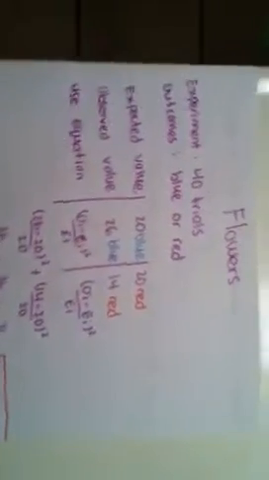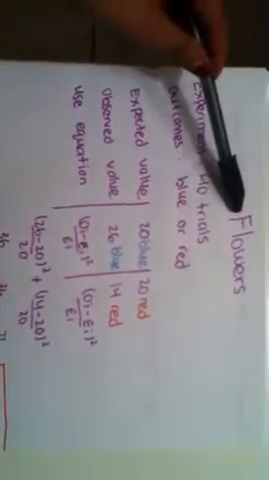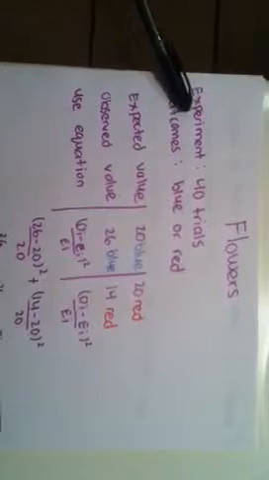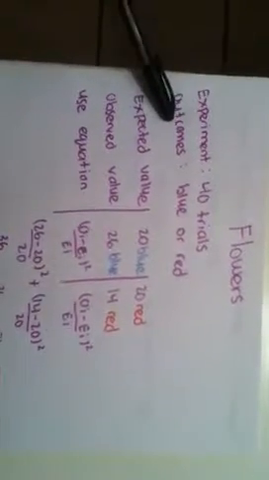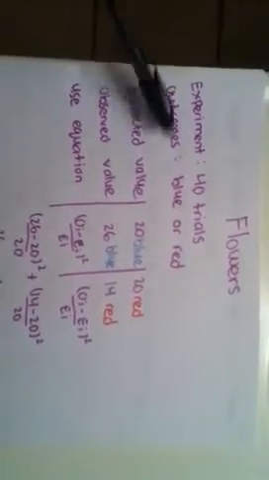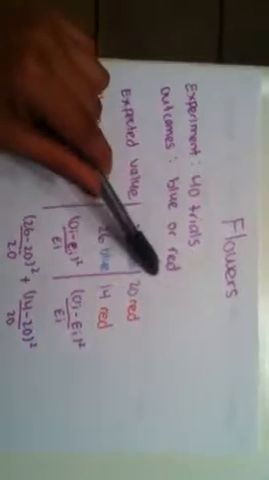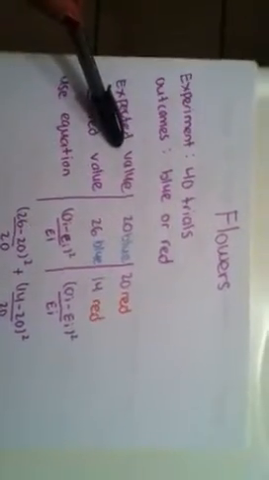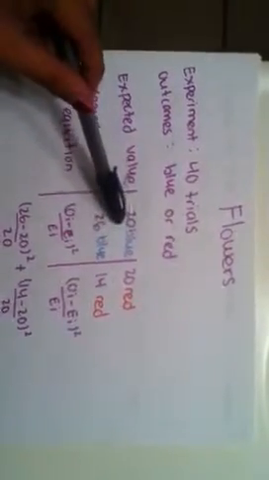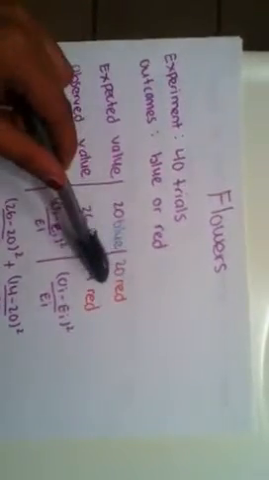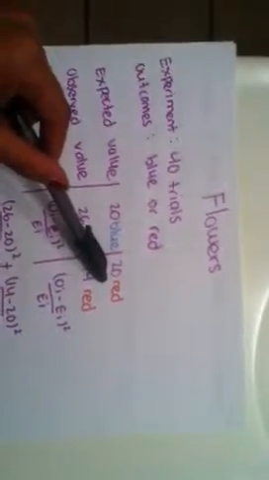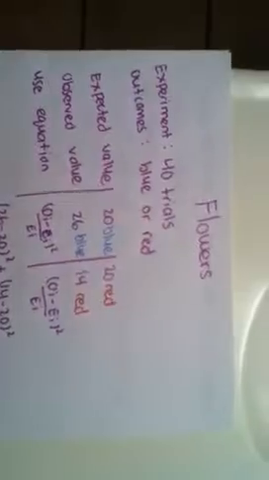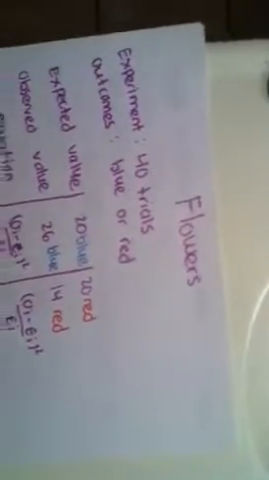Now I conducted my own experiment using flowers. I chose to use 40 trials. And I can use this because I have two outcomes, blue or red. Now my expected value is 20 blue flowers and 20 red flowers because I expect it to be 50-50. Now I'm going to conduct this experiment right now.